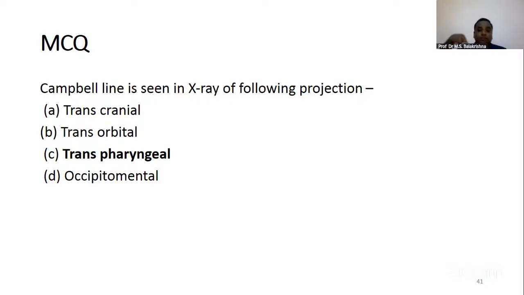So all the views, transcranial, right, transorbital, Waters view, which degree, 30 degree, 15 degree. There is a table in Dental Pulse book also where you can read in detail about all the different views, indications, contraindications, and angulations. Please read that.